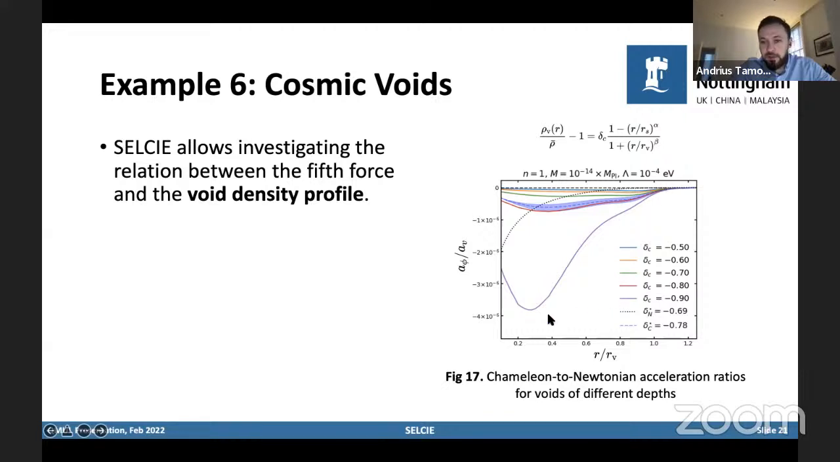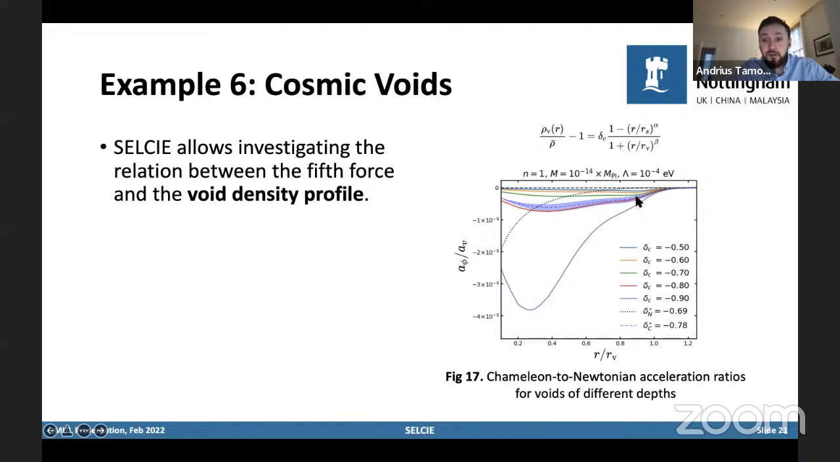And what this is saying is that, as you can see, there's quite a few lines here, but the deeper the void is, the larger is, relatively speaking, the chameleon force or the chameleon acceleration inside, close to the center of the void. But basically, as we found, it's very much related to the shape of the density profile.